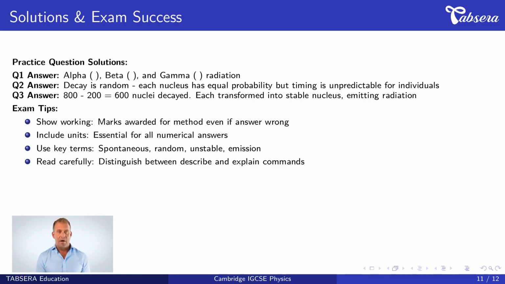For question 3, we calculate 800 minus 200 equals 600 nuclei decayed. Each of these nuclei transformed into a more stable nucleus and emitted radiation during the process.